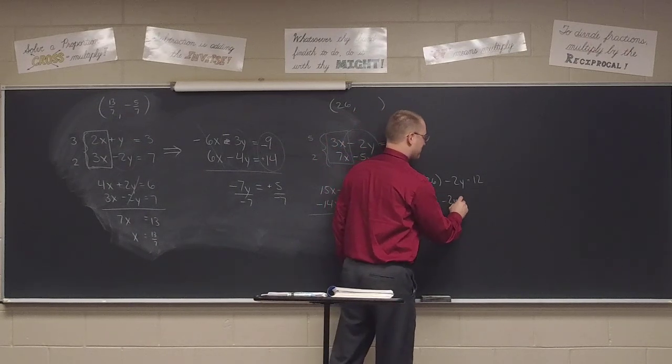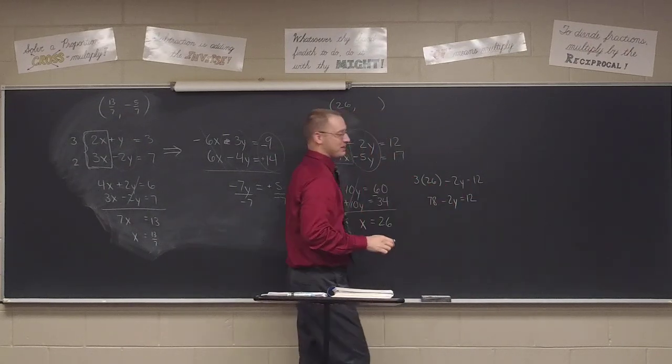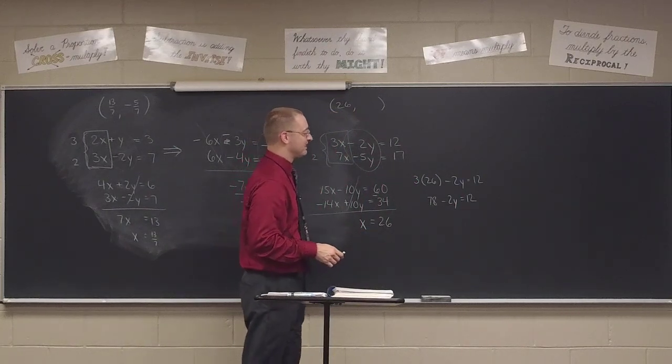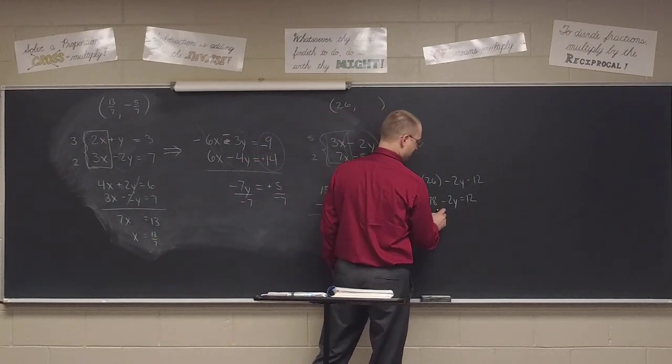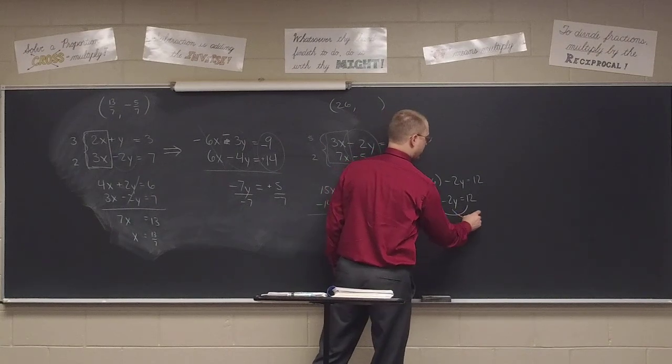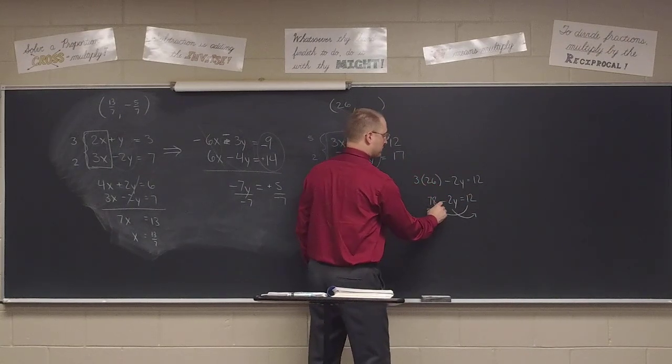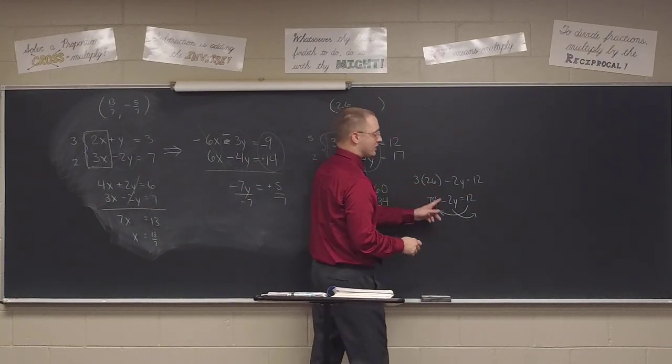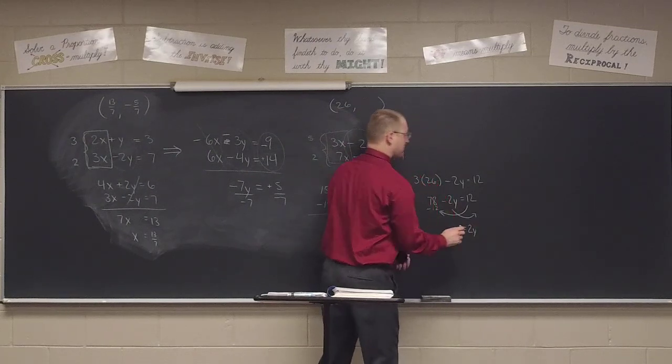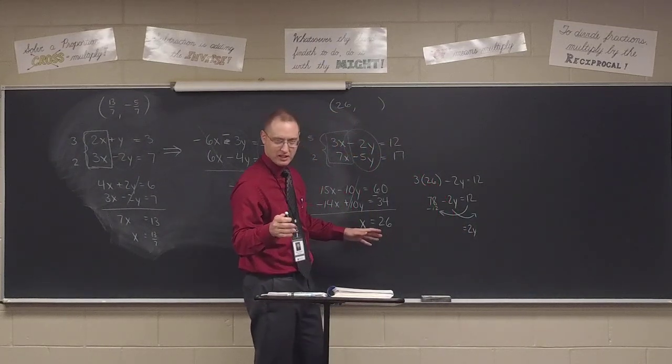78 minus 2y is equal to 12. Then what do we need to do? Bring the 78 over. Good, or we could actually do this. This is what I would recommend: bring the 12 over, so we're subtracting a 12 from a 78, and send the 2y over so it's a positive. That way we don't have to mess with negatives. I hate negatives.